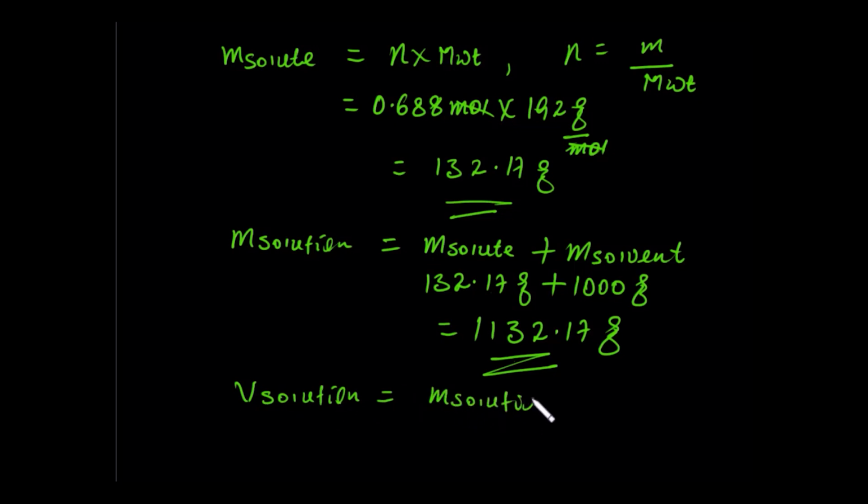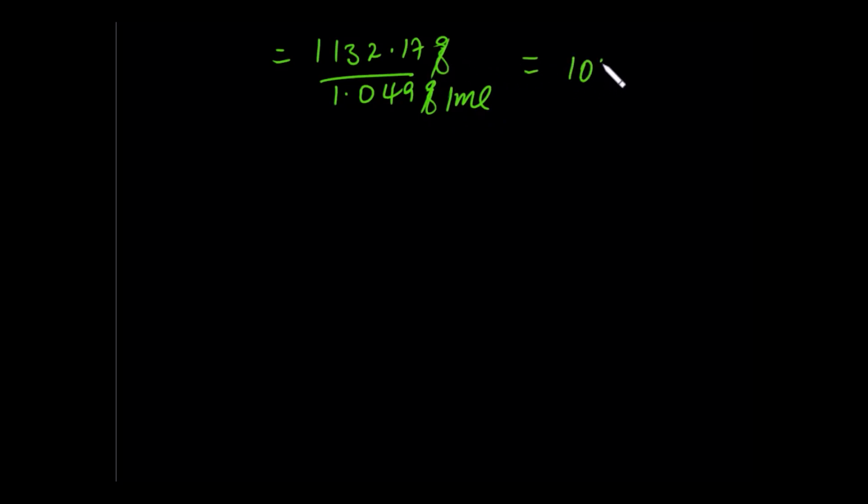The volume of solution is equal to the mass of solution divided by the density of solution, rho of solution. The density is given: we have the mass of solution, 1132.17 gram, divided by the density of solution, 1.049 gram per milliliter, the grams cancel. This is equal to approximately 1079 milliliter. Now this must be converted to liter.